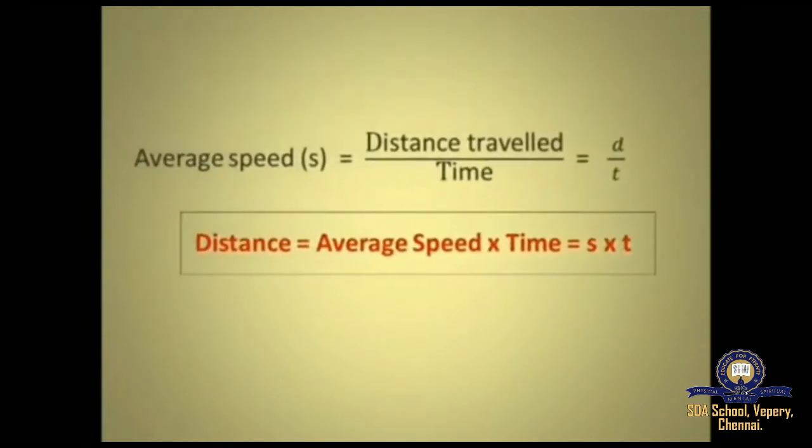Just now we learned that average speed is equal to distance traveled by time taken. So we will denote it as d by t. So now we are going to find the formula for distance traveled, that is d. Okay, so we cross multiply the average speed and time. So the distance traveled is equal to average speed multiplied by time. So average speed is denoted as s and t is denoted as t.